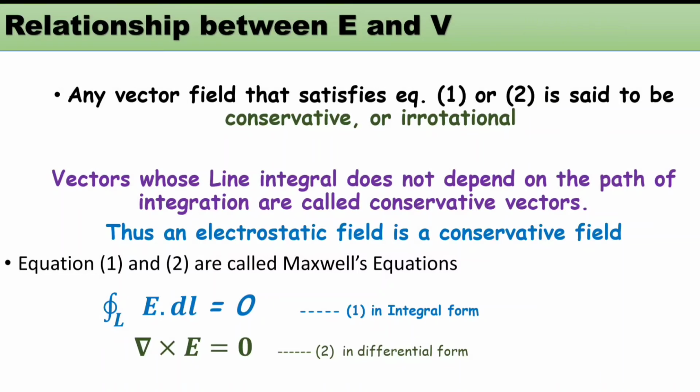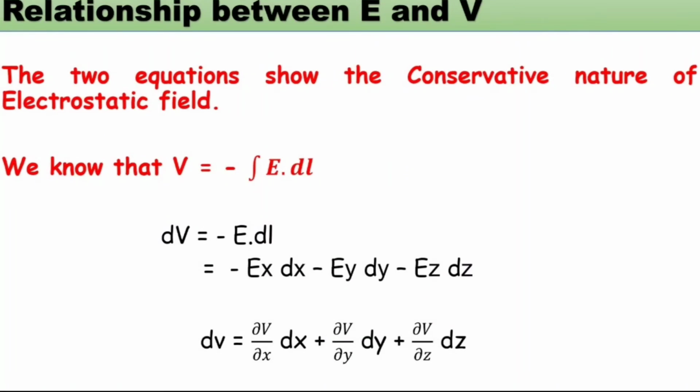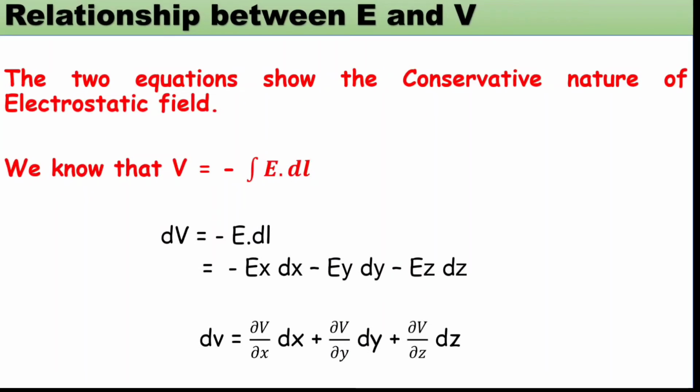So equation 1 and equation 2 are called Maxwell's equations. Now we summarize: closed integral L E dot dl is equal to 0 is Maxwell's equation in integral form, and del cross E is equal to 0 is Maxwell's equation in differential form. Now these two equations show the conservative nature of electrostatic field.